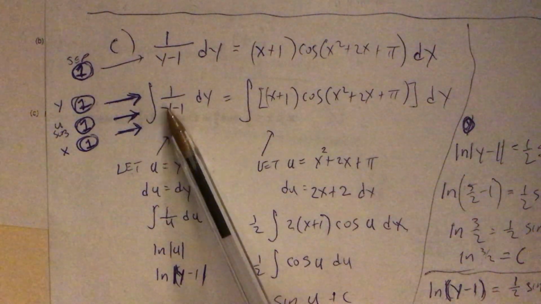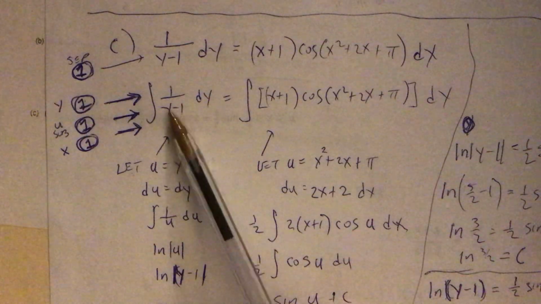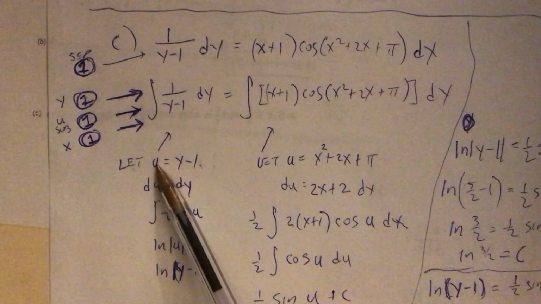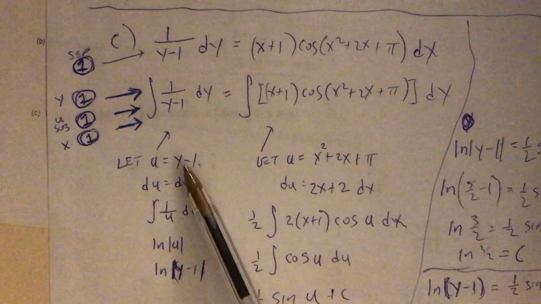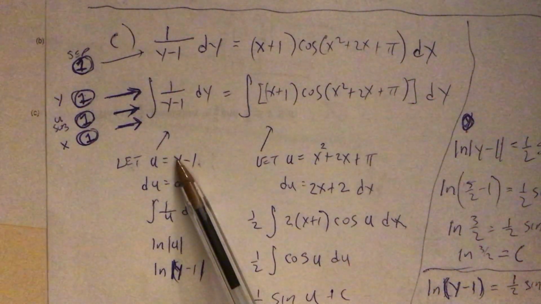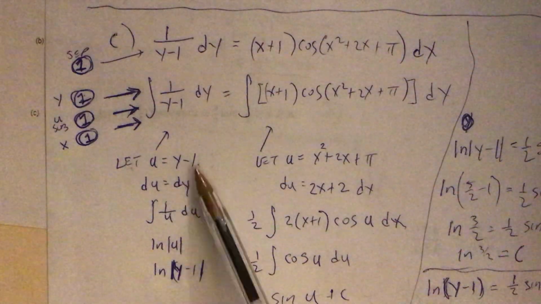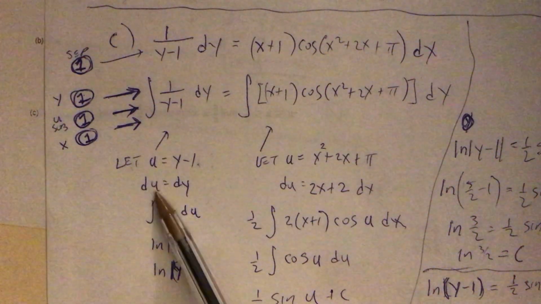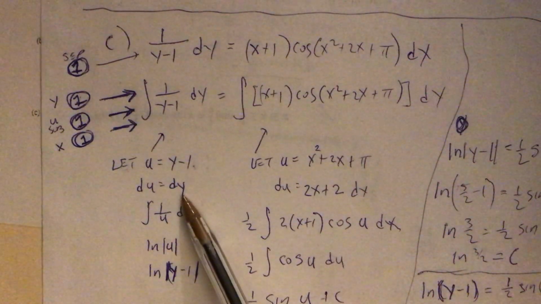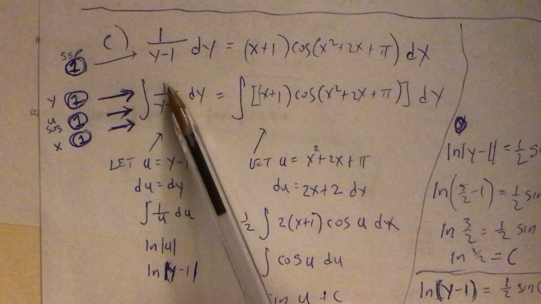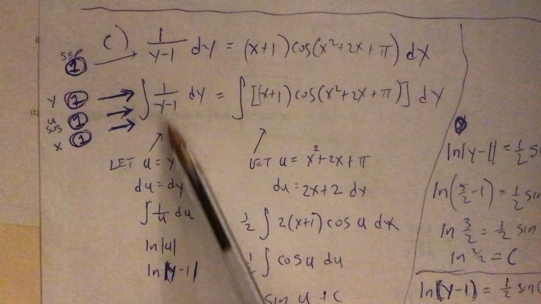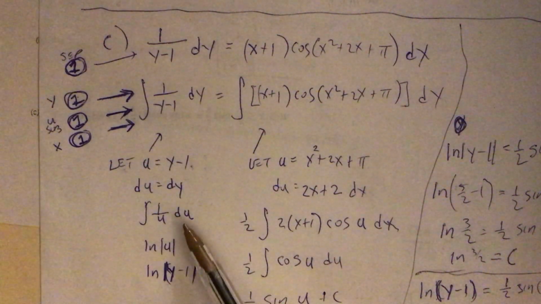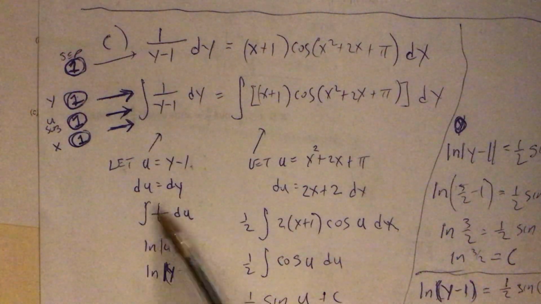To get the antiderivative of this side, technically I need a u substitution because this is like a function of a function. It's simple, but it is what it is. So y minus 1 is going to be my u. Then du is the derivative of this. The derivative of y is 1 dy, and the negative 1 goes away. So du is actually just dy, which is nice because when I replace these, 1 over y minus 1 is 1 over u, and dy and du are the same. Now it's all in terms of u.